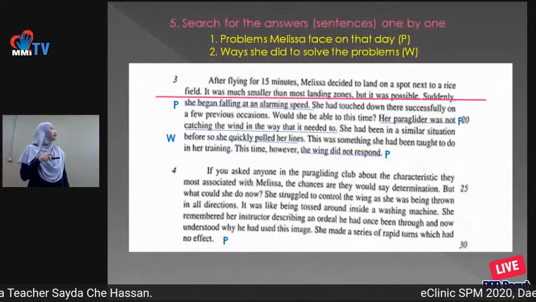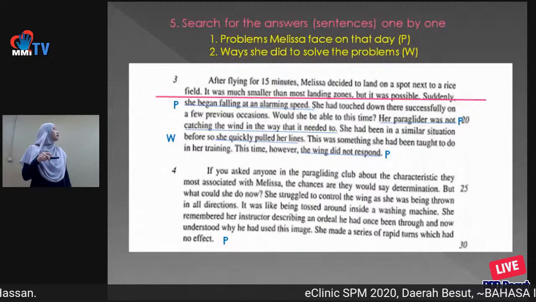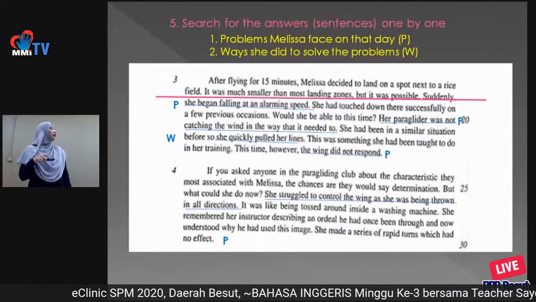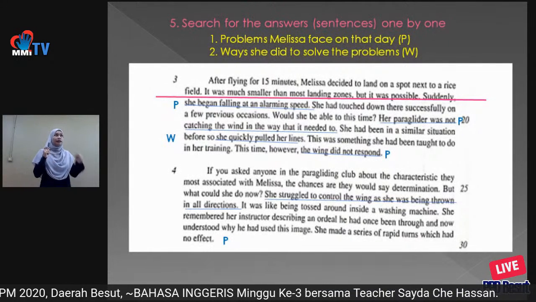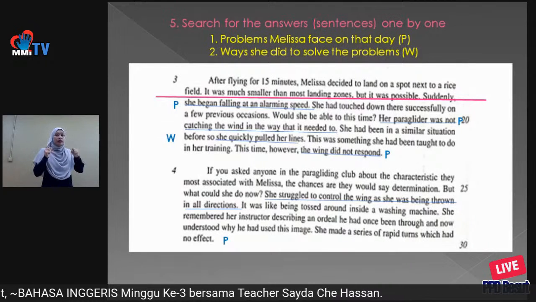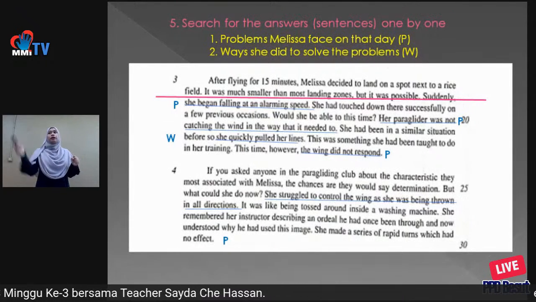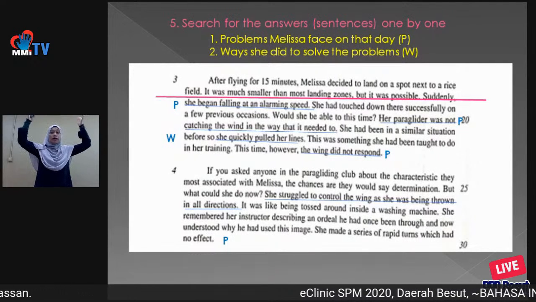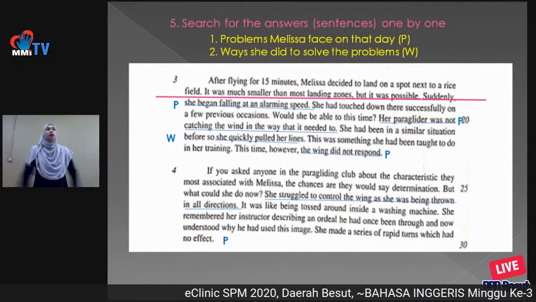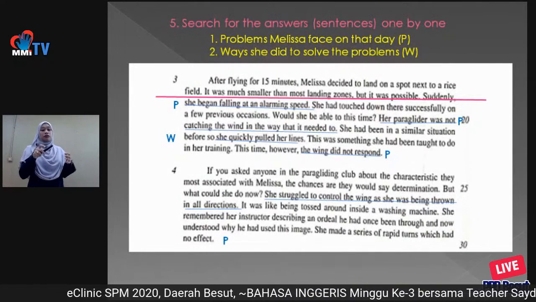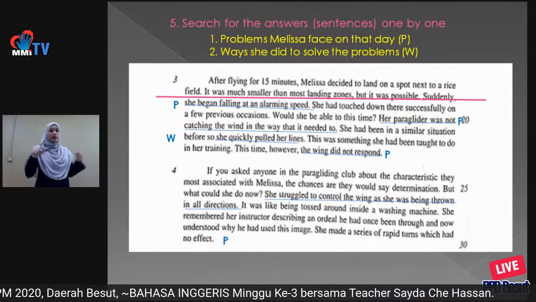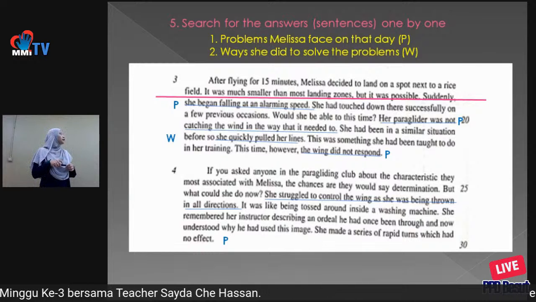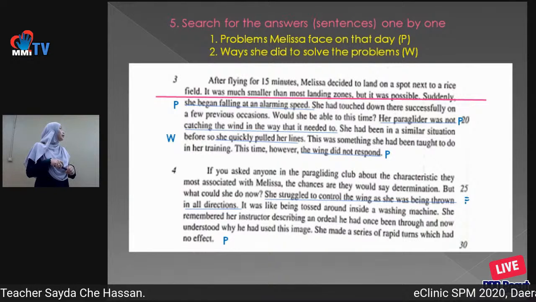What is happening now? She struggled to control the wing as she was being thrown in all directions. Okay? Okay, this we underline. Okay, dia tengah struggle ni, tengah terkial-kial ni nak kawal dia punya wing ni. Okay, and then pada masa tu juga she was being thrown in all direction. Dia kesana ke sini because you are on the air di atas udara with that kind of wind, dengan angin macam tu, and then you cannot control your wing, your parachute memang jadi macam ni lah. Okay? She struggled to control the wing as she was being thrown in all directions, underline and write P.